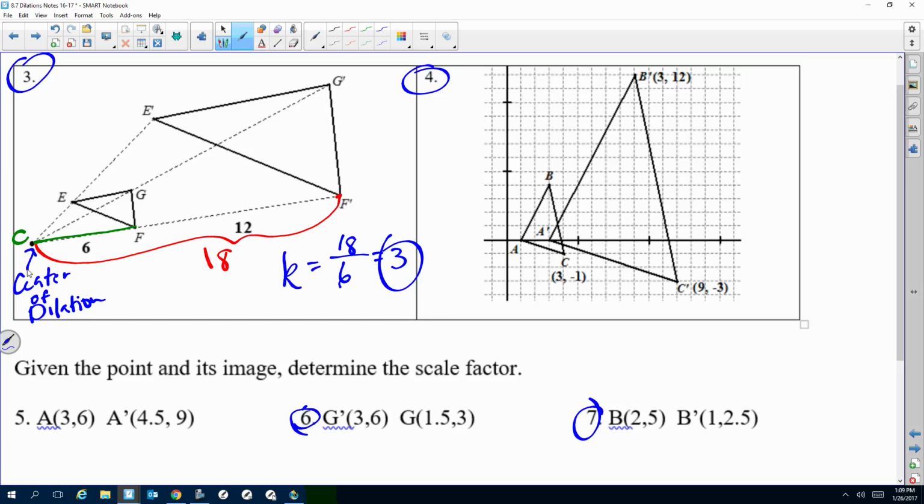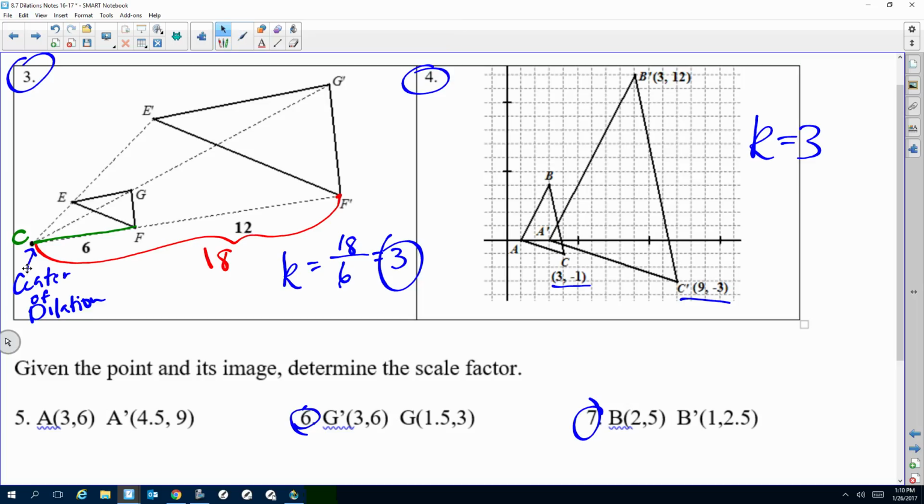All right, so on 4, we can look at A prime or B prime or C prime. I'm just going to look at C prime to C. We're going from 9 to 3 or -3 to -1. What's the scale factor here? And it was also 3. Okay? You can get that from the ordered pair.